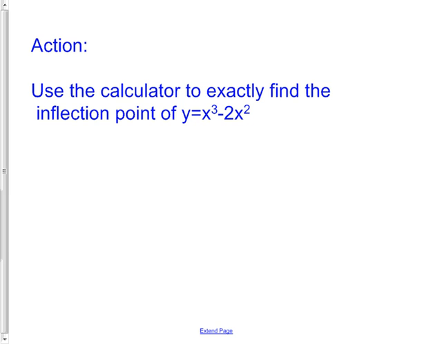So try this on your own. Pause this, and what I want you to do is find the inflection points of this function. So pause this, and then see if you can get an answer. Try whatever strategy you have, and then unpause the video and watch the method I'm going to use to solve this.